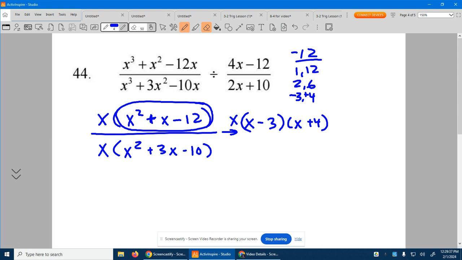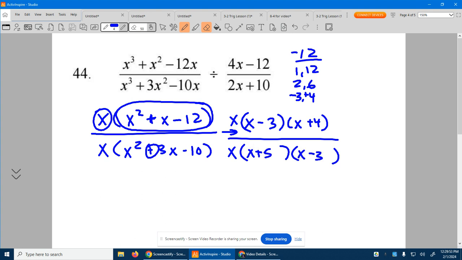Don't forget we have the x out front, right? You've got the x out front. Here we have the x out front. And what is this guy going to break down to? Difference of 10, 5 and 2. You gain more, so it's going to be an x plus 5, x minus 3. X minus 2, silly me. X minus 2.